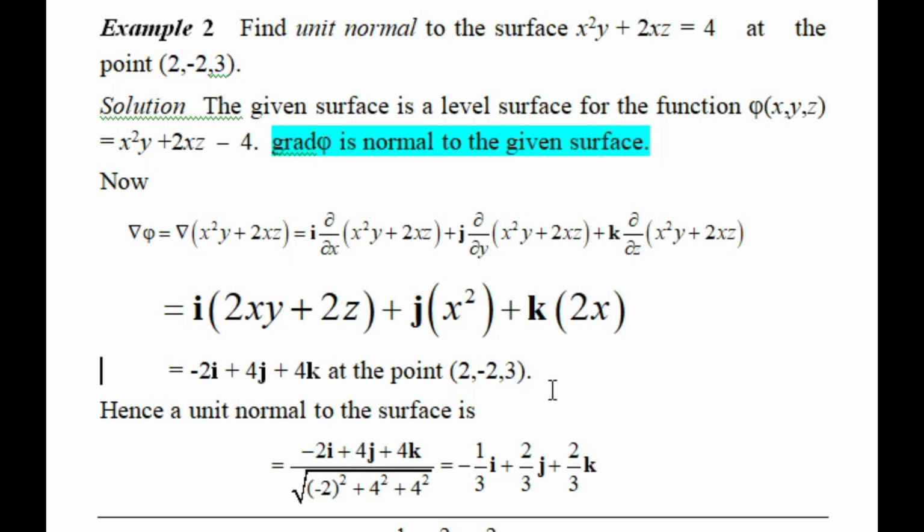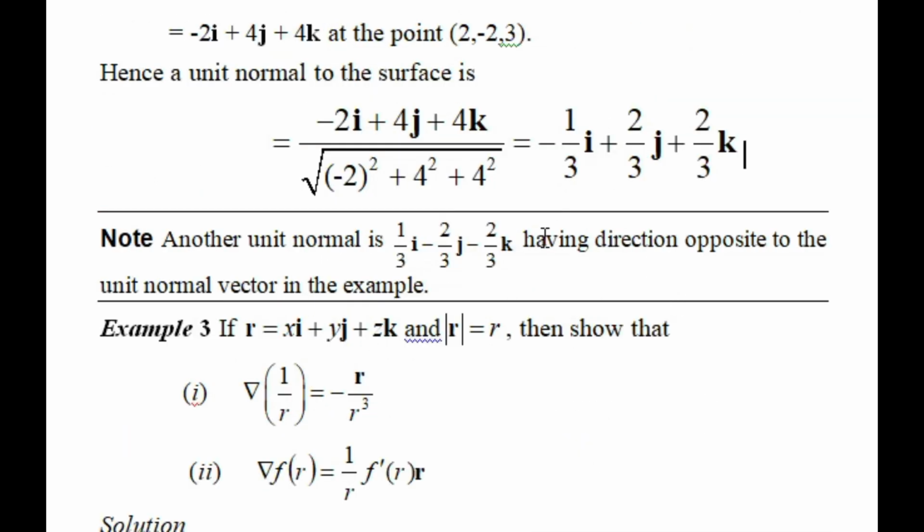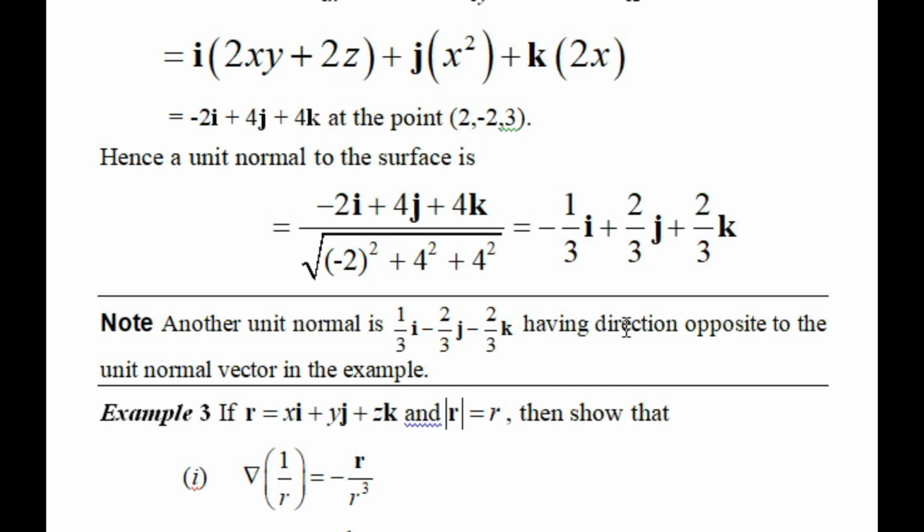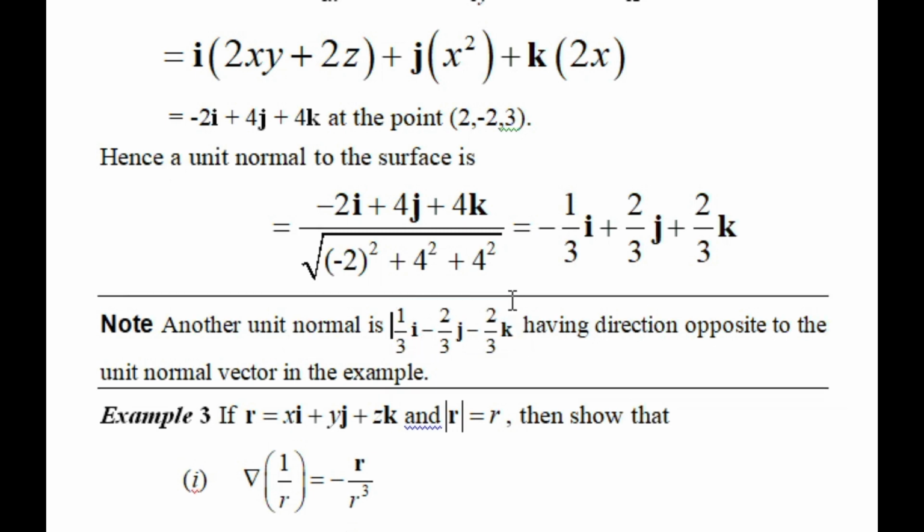Okay, at the point (2, -2, 3), that vector is normal to the surface given by this one. So a unit normal will be obtained by dividing this vector by its magnitude, and so we get this answer. Now this is not the only unit normal vector. Another unit normal vector can be obtained by multiplying this one by -1, and that is 1/3 i - 2/3 j - 2/3 k.